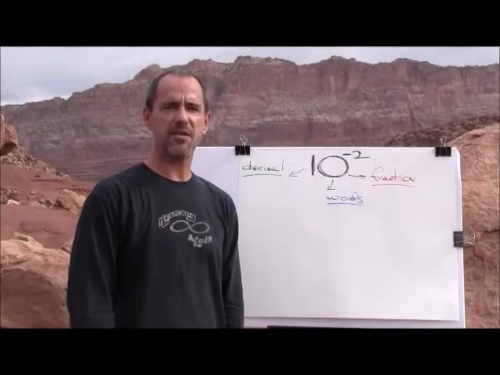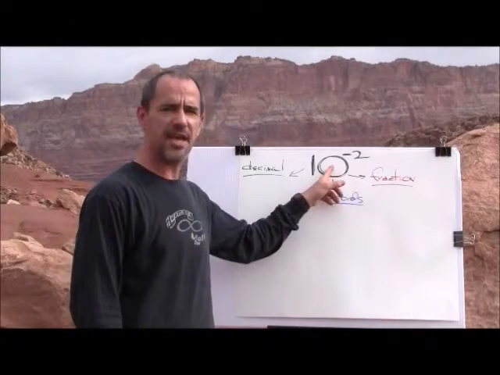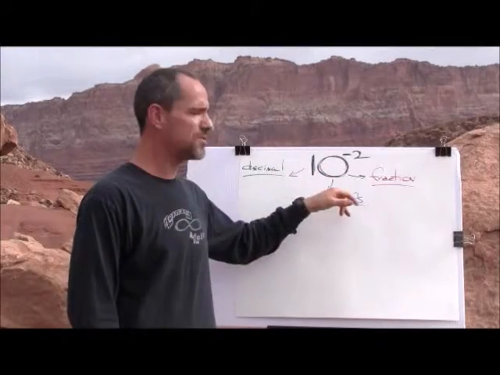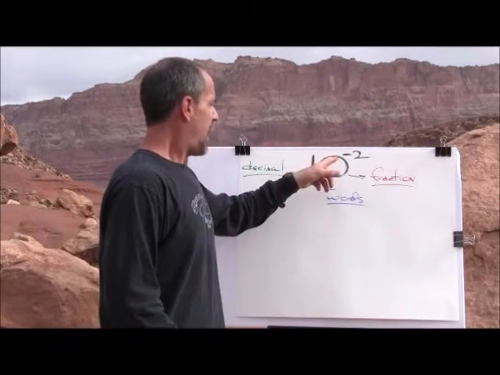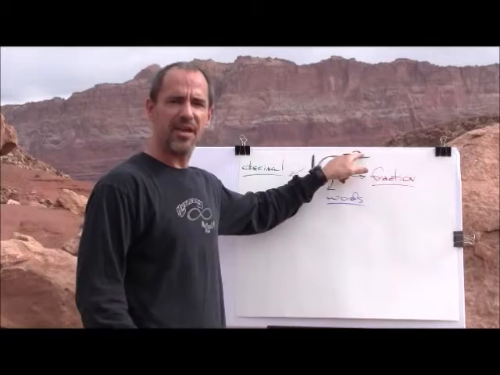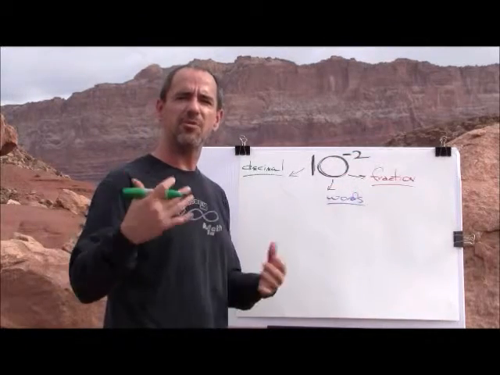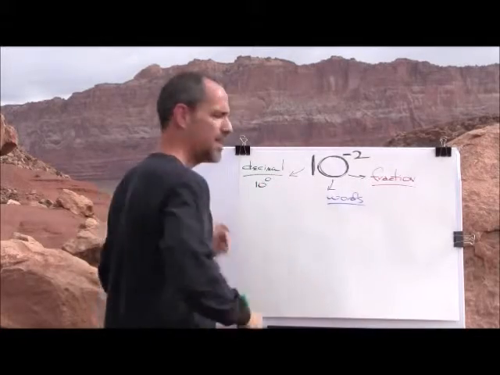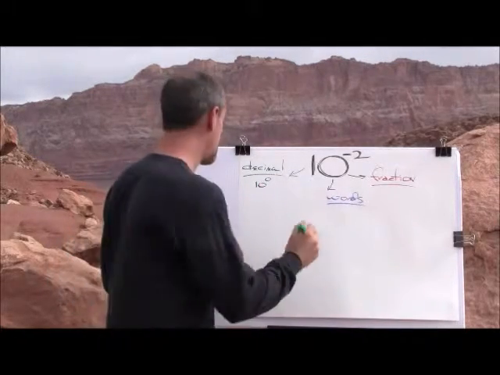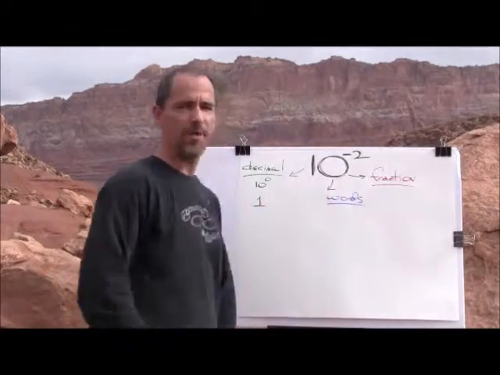I'm in Vermilion Cliffs, Arizona, and I'm going to tell you how to change a negative exponent to a decimal, into words, and then eventually into a fraction. Let's start with the decimal. Obviously, we're taking 10 to a negative exponent, so let's start and look to see what it would look like if it were 10 to the 0 power. As you may know, 10 to the 0 power is 1.